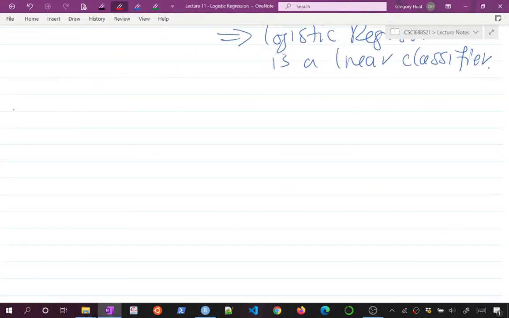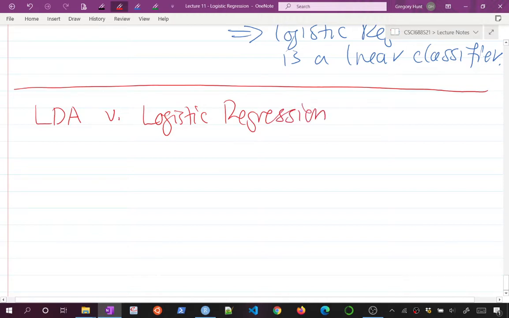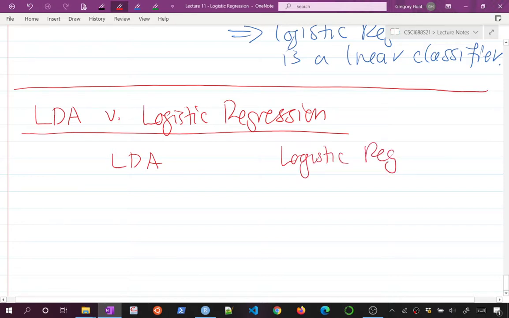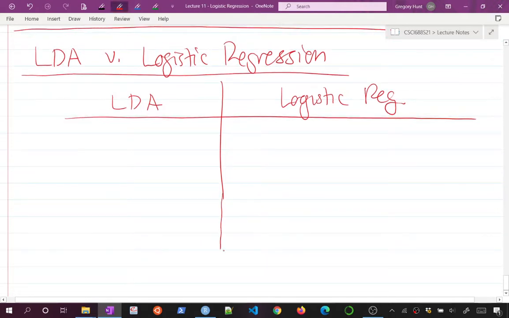So that begs the question: we've learned LDA, which is a nice linear classifier, and now we've learned logistic regression, which is another kind of linear classifier. What is the difference between these? And so we can talk about some differences. Let's just make a little table here. LDA and logistic regression are not the same classifier, although often they can perform pretty similarly.